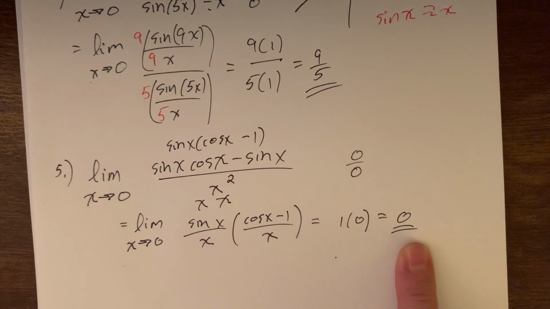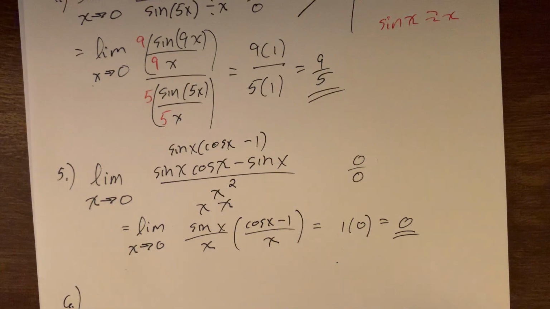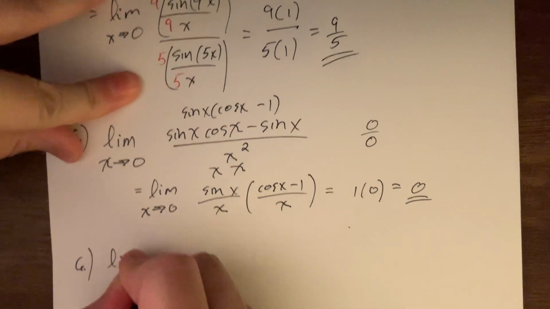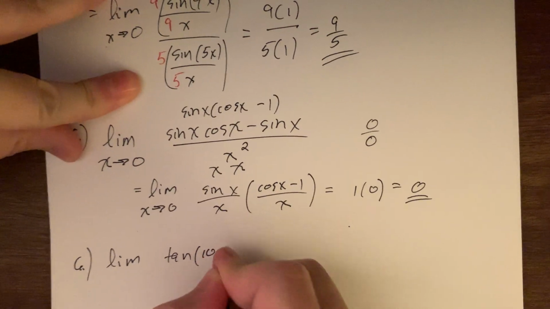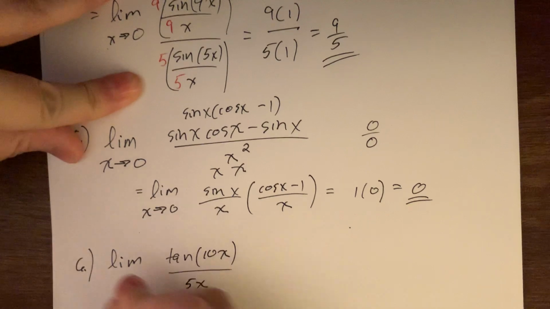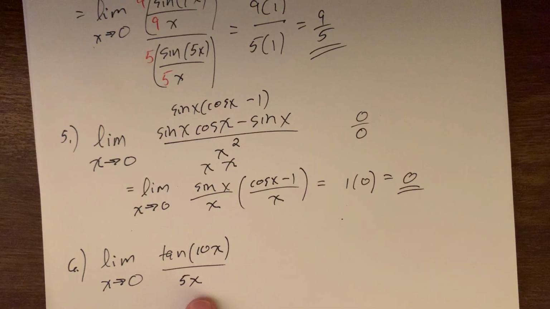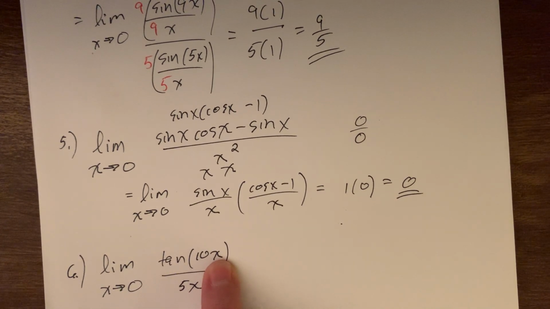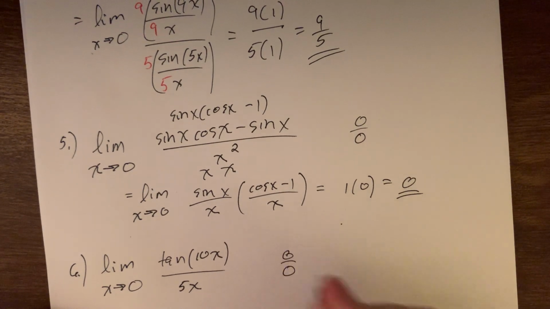Okay, still want to do two more. Number 6. Let's take a look at the limit of tangent of 10x over 5x. Plug in. Tangent of 0 is 0. You'd have to do sine over cosine, but you still get a big 0 over 5 times 0, 0 over 0.